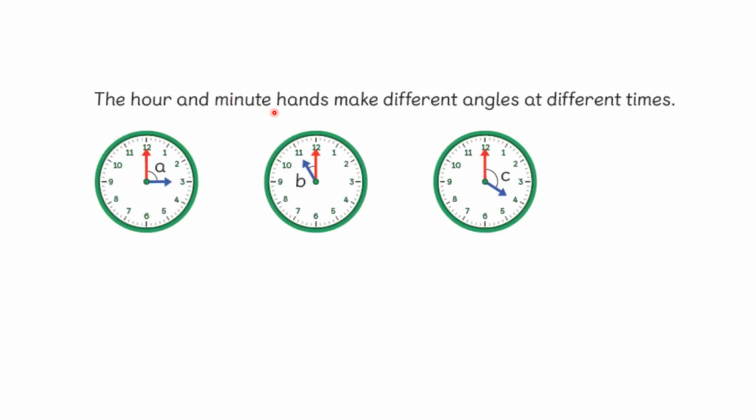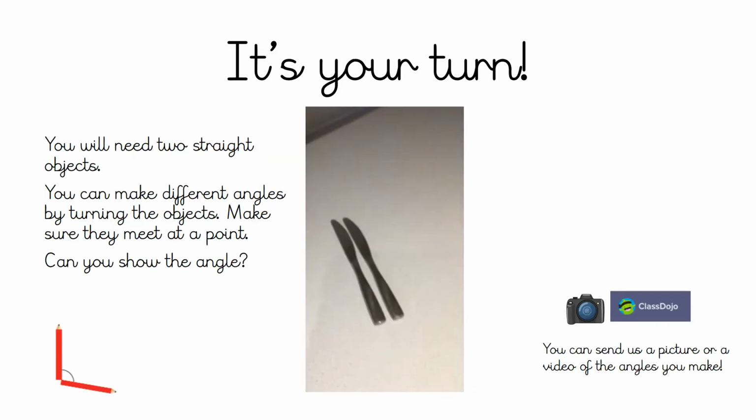The hour and minute hands on a clock make different angles when the clock shows different times. We can label these different angles so that we can see the difference. I have labelled this angle A. I have labelled this angle B. And I have labelled this angle C. This will help us tell the difference and talk about the different angles.